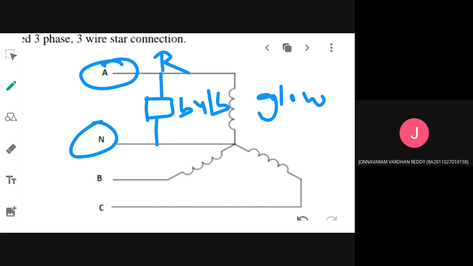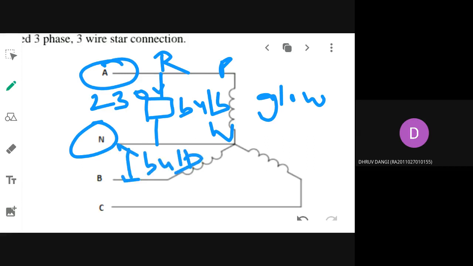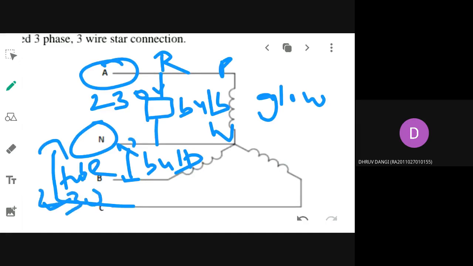One phase and one neutral, so this voltage is 230 volt. So it will glow. Similarly, between these two phases, I can connect one more bulb. Similarly, between these two, I can connect one more tube light. All are 230, 230, 230. These are all single phase loads that I can connect with the three phase system. It's possible. Understood the meaning now?